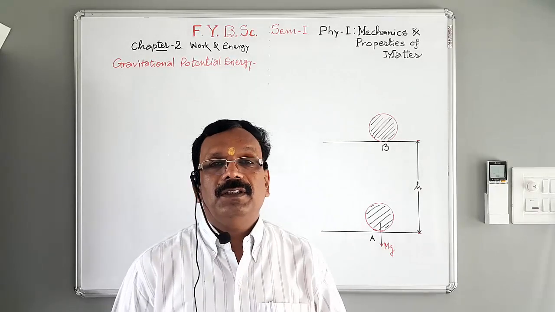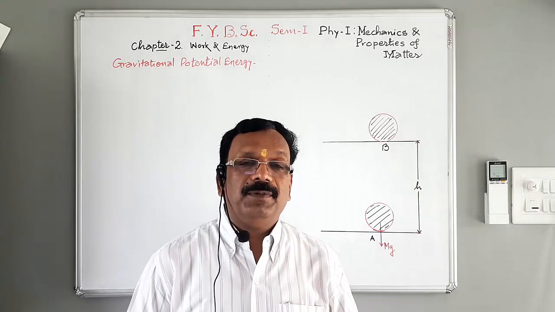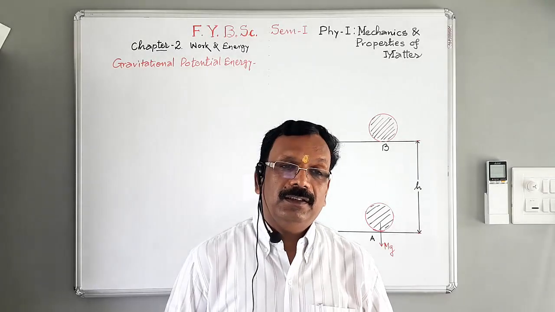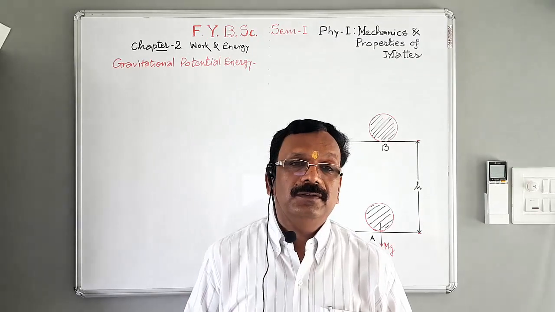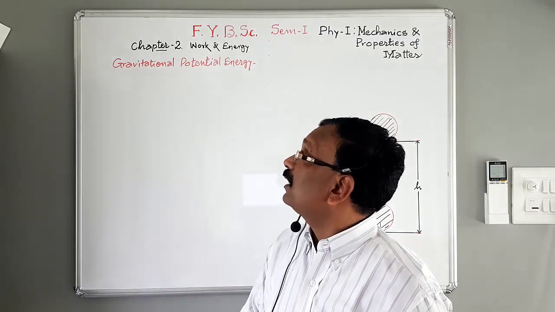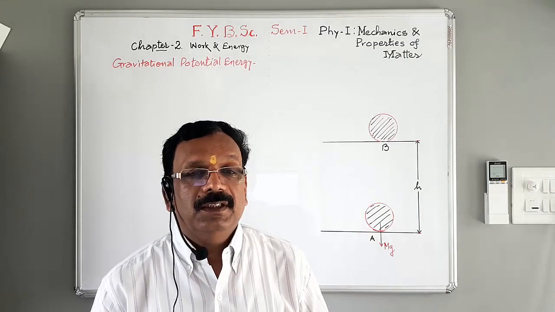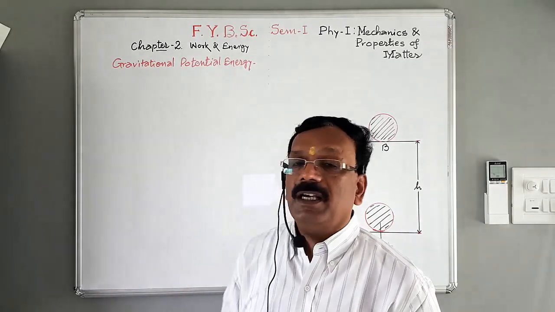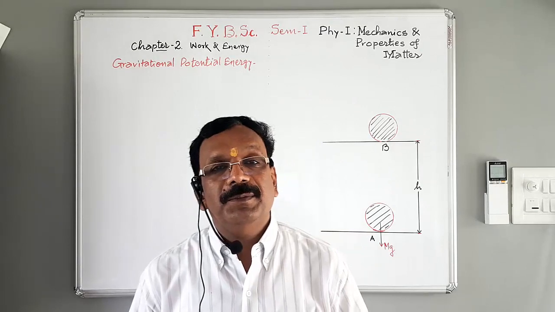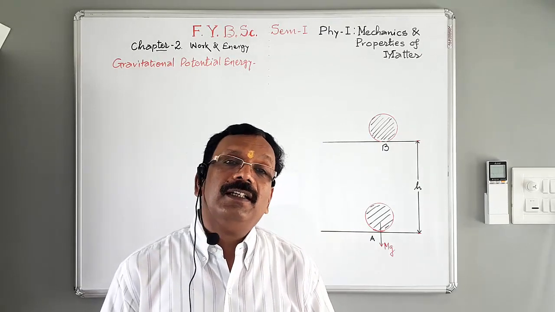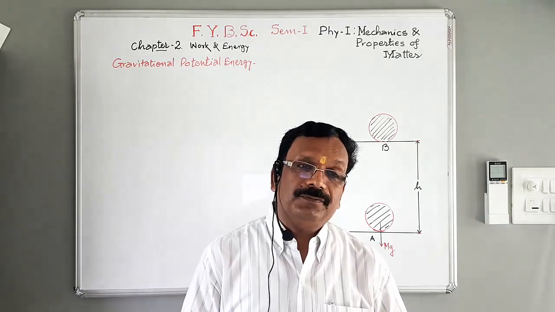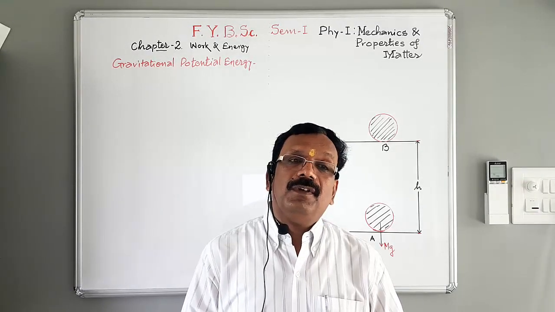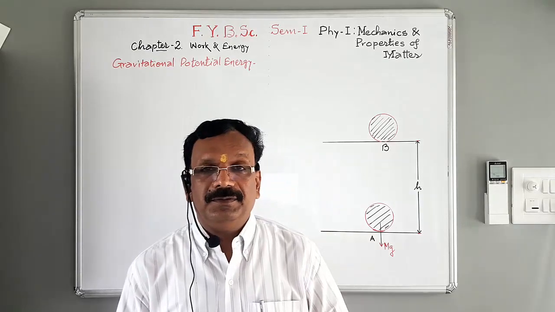Today we are going to see the last point of this chapter, chapter 2, that is work and energy. The title of this last point is gravitational potential energy. After completion of this topic, we are going to see some important problems related to work and energy. Now, first of all, we are going to see what is gravitational potential energy.